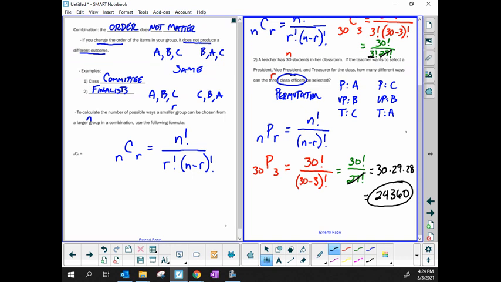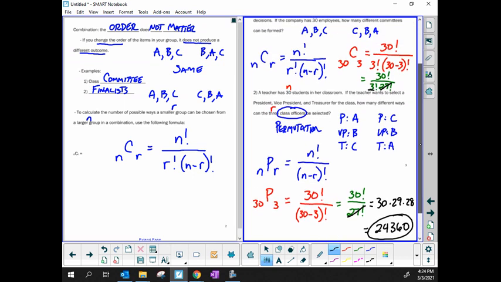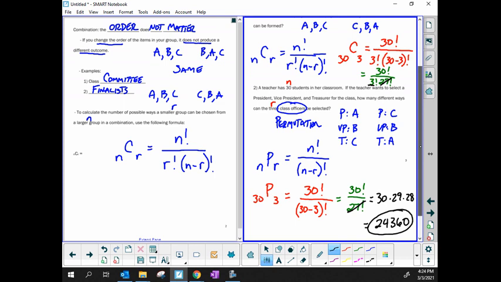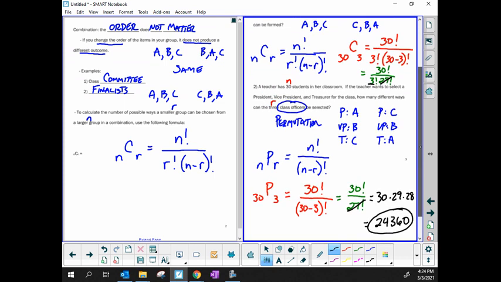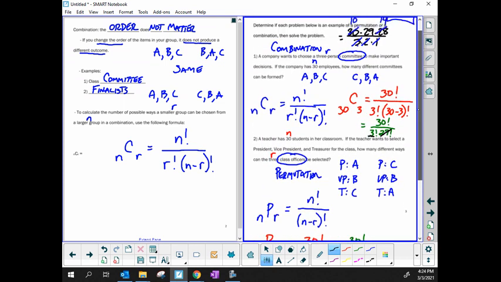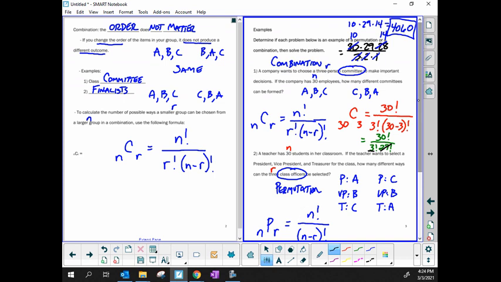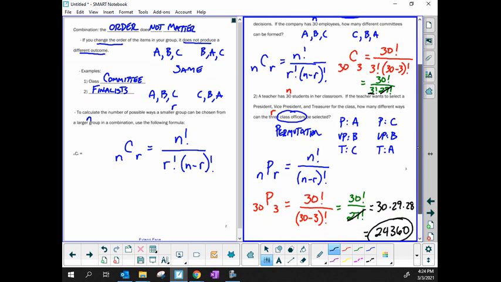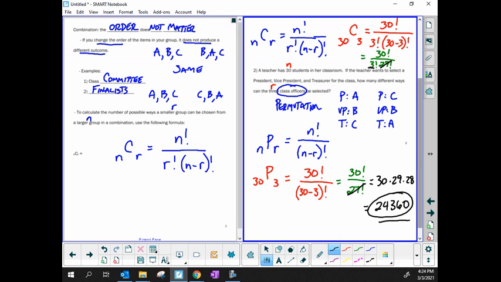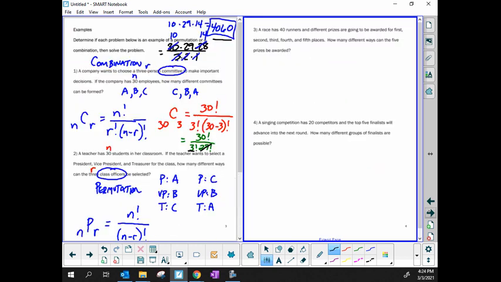Okay. Notice, in problem 1 and problem 2, my N and my R were both 30 and 3. But number 1 was a combination, number 2 was a permutation. Look how many more options we had in problem number 2 than in problem number 1. In problem number 1, there were only 4,060 different ways, even though N was 30 and R was 3, because it was a combination. In problem 2, there were over 24,000 different ways, when N is 30 and R is 3, because that is a permutation. So again, it's important that you're able to figure out whether you have a permutation or a combination.